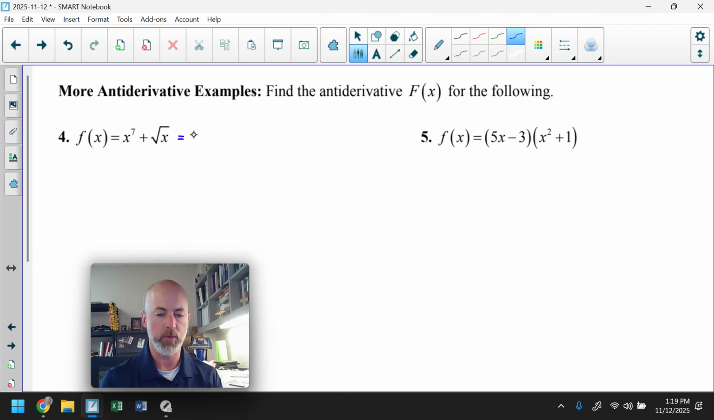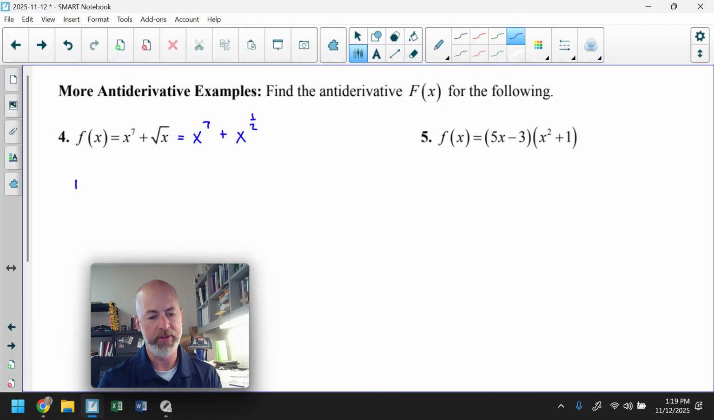And I don't like the square root. I'm going to change that square root. x to the 7th is fine. I'm not going to change that. But the square root of x, let's change that to x to the 1/2. That way I can see a number exponent that I can add 1 to and then divide by the new.